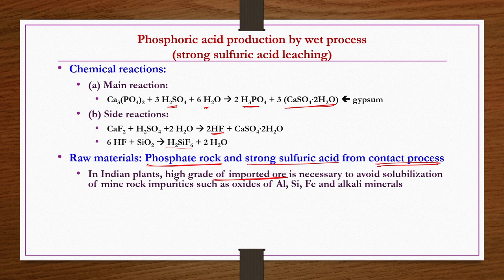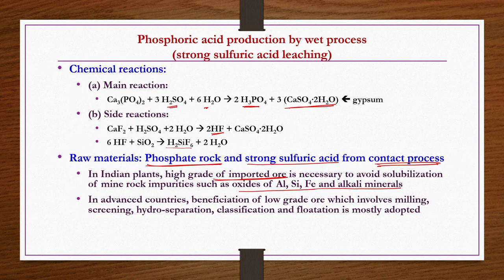Since we are importing, it is better to take the high grade imported ore, because if you have a low grade ore, mine rock impurities such as oxides of alumina, silica, iron and alkali minerals may be present. Solubilization of these mine rock impurities may take place with the ore, and that is going to hamper the process and decrease the yield. So it is better to go for high grade imported phosphate rocks for the plants in India.